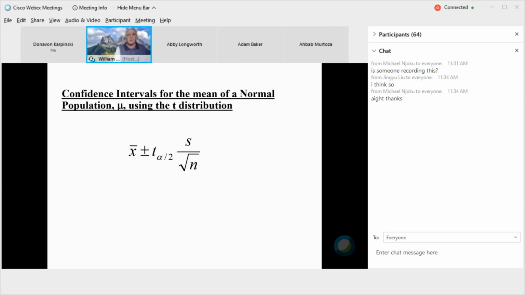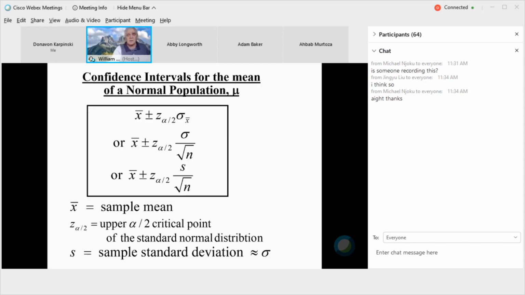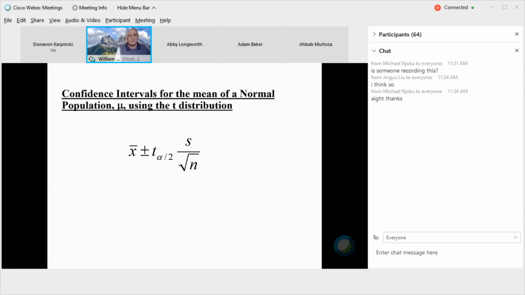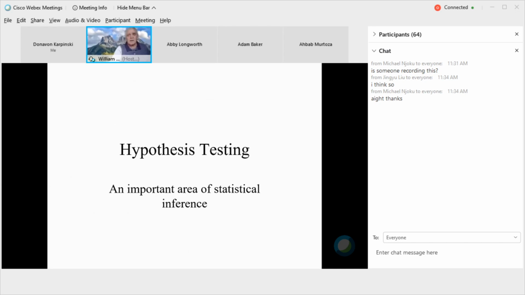There's the confidence interval for the mean of a normal population. It's the same as before, except we're replacing z sub alpha over 2 by a value t from the t distribution. This is to take into account the variability introduced by replacing sigma by s. Maybe we'll stop at this point and I'll end the lecture and ask if anybody has any questions.